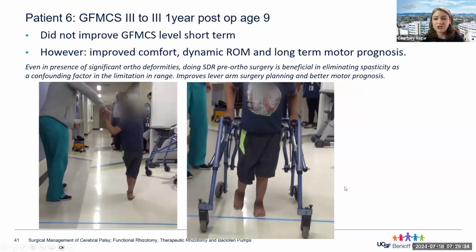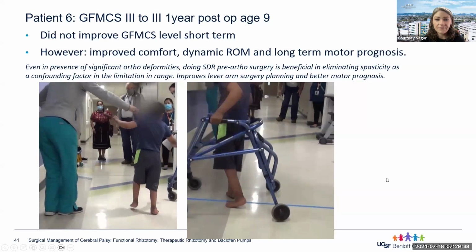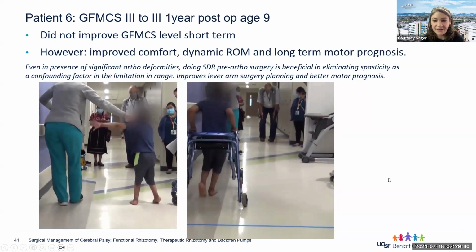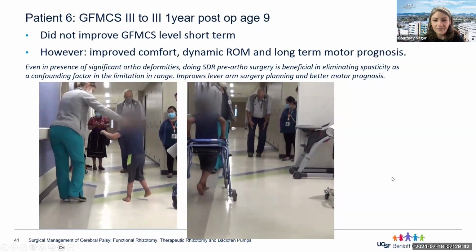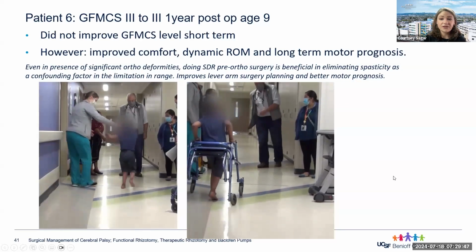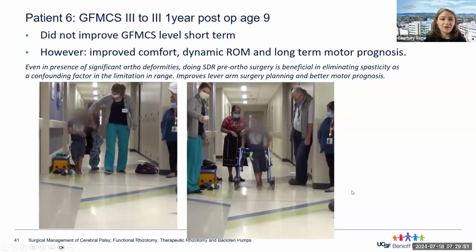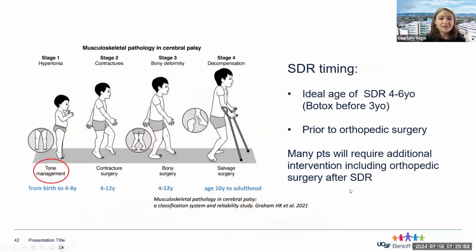It will make his future surgery and recovery easier with less chance of contracture recurrence. And you'll also notice that he has his feet flat in this video where he didn't in the post-op video. So this kind of demonstrates the importance of having the SDR before the orthopedic intervention, because he would have been at risk for over-lengthening the tendons.